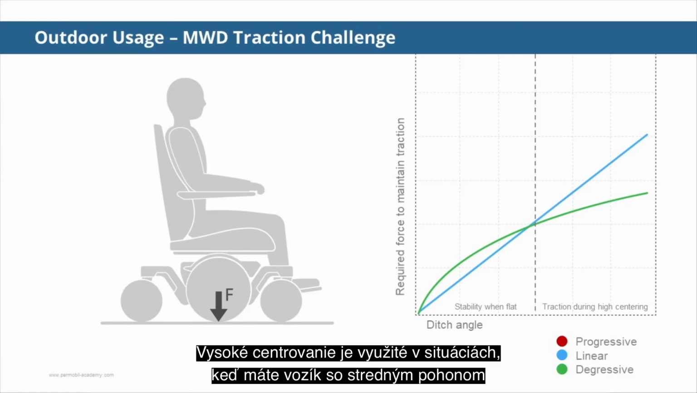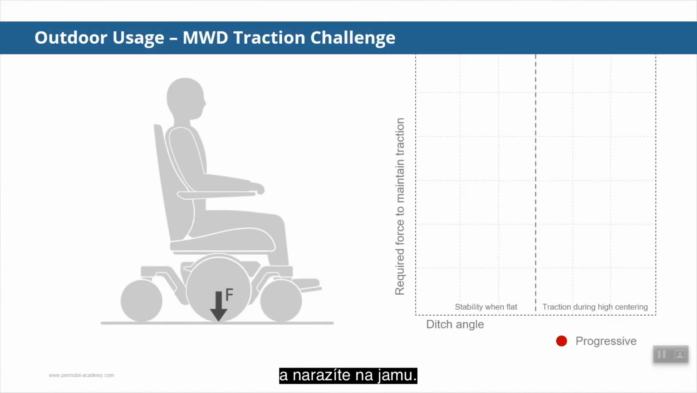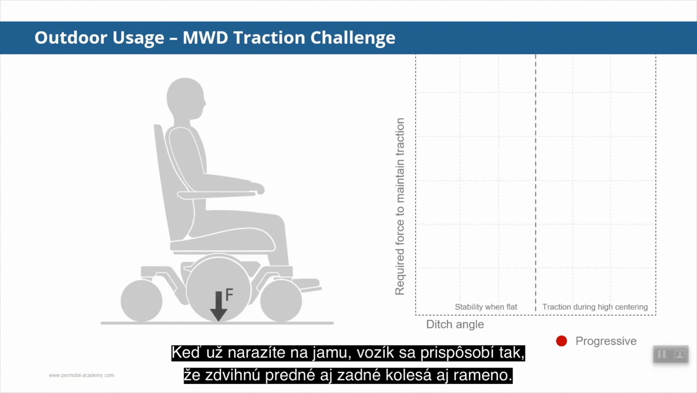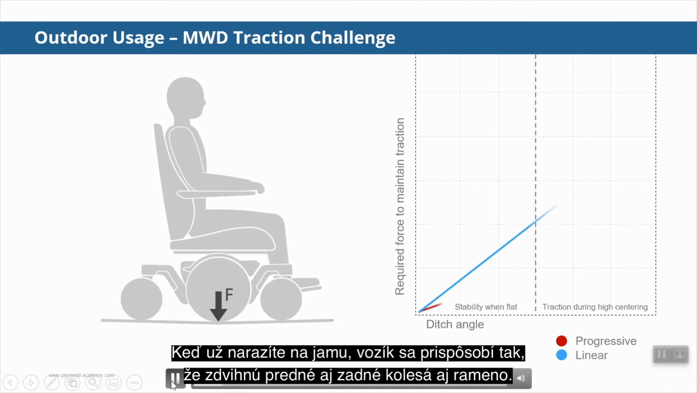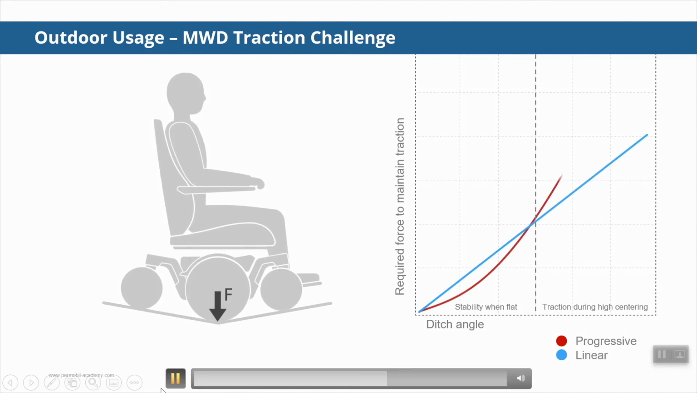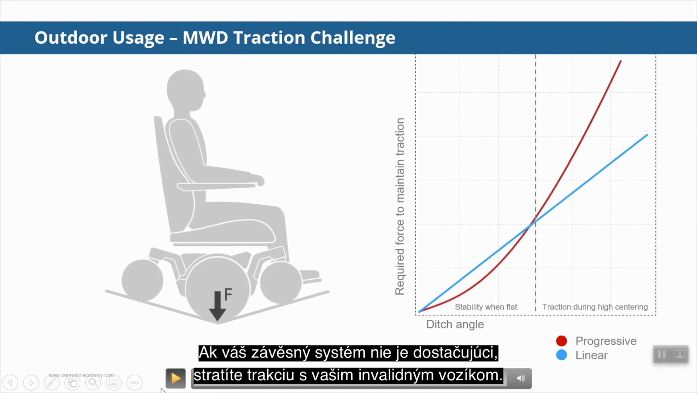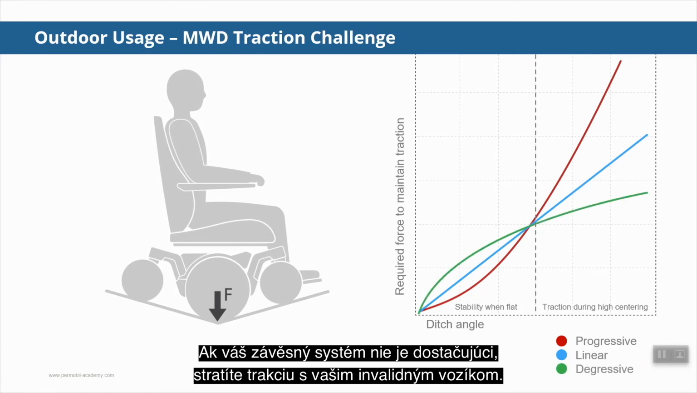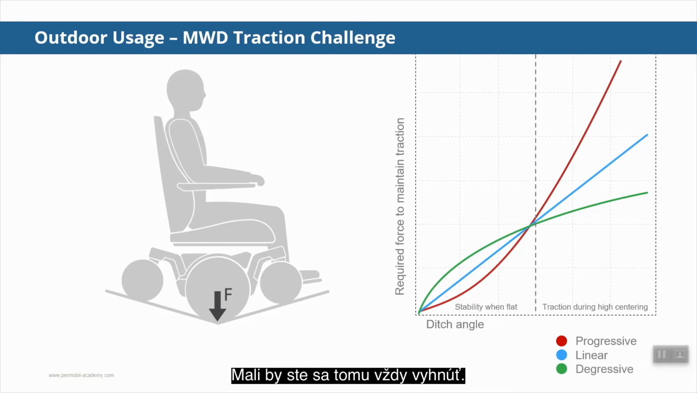So high centering is basically when you are having a mid-wheel driven platform and you enter a ditch. When you're in a ditch, the front end and the rear end, the front swing arm and the rear swing arm are lifted. And when your suspension system is not sufficient, you will lose traction with your power wheelchair. So this should be avoided at all times.